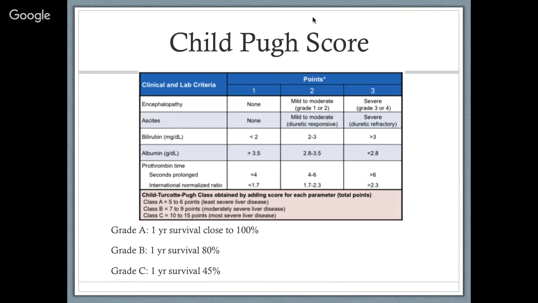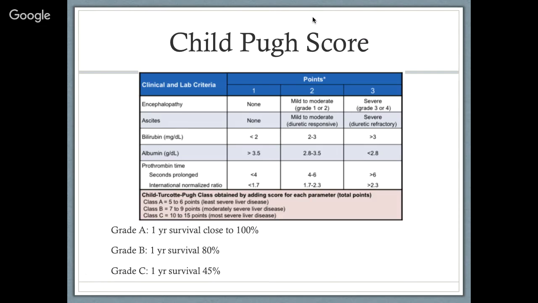So I saw a woman with a Child Pugh score. She was 25. She had grade C, and she was the colour of a Simpsons character. And it can be quite confronting sometimes to see how badly a patient with serious liver disease looks.